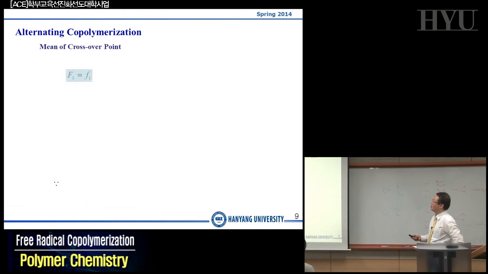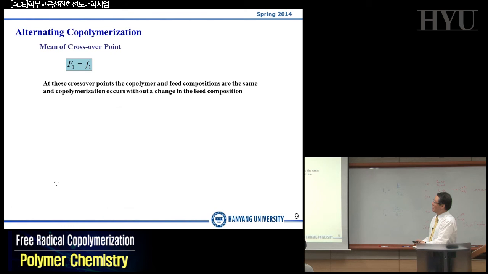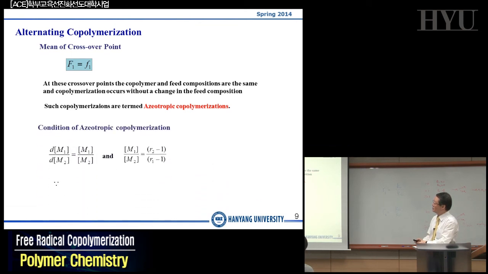So the meaning of the crossover point is that large F1 is equal to small f1, okay? Where we have an azeotropic line. And at these crossover points, the copolymer and the feed compositions are the same, and therefore the copolymerization occurs without any changes in the feed compositions. And this is what we call the azeotropic copolymerization, where large F1 is equal to small f1. Okay? When you have perfect linear compositions, that's called the azeotropic copolymerization.